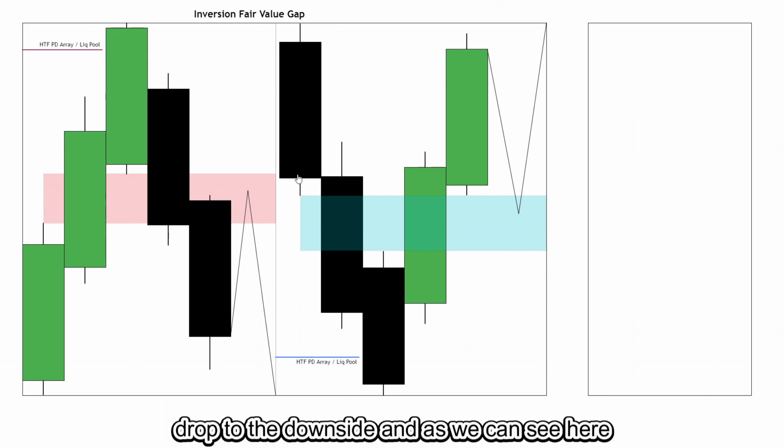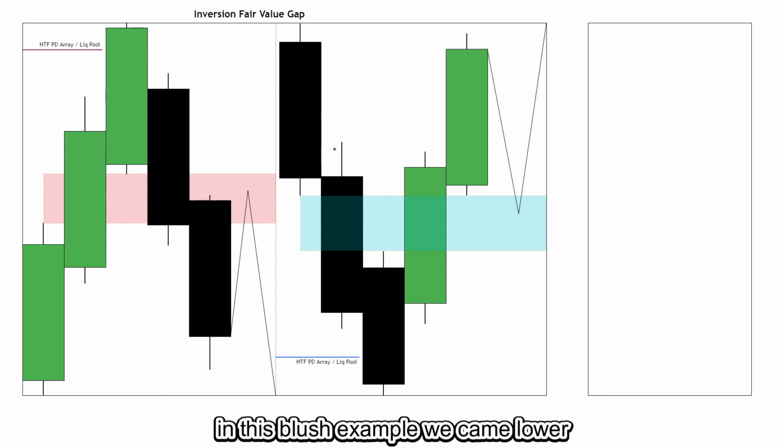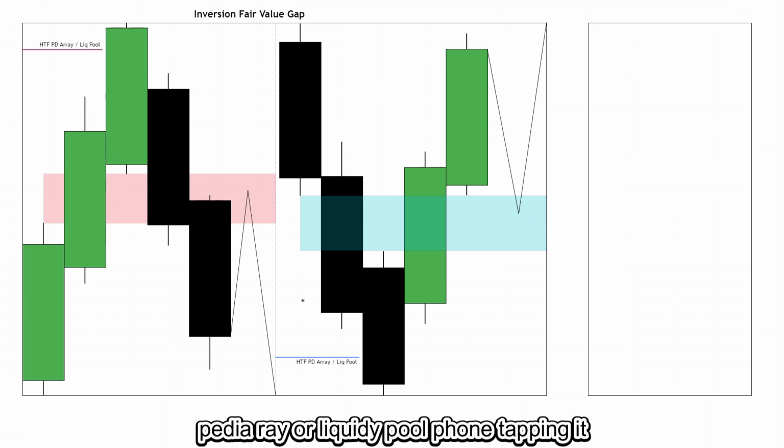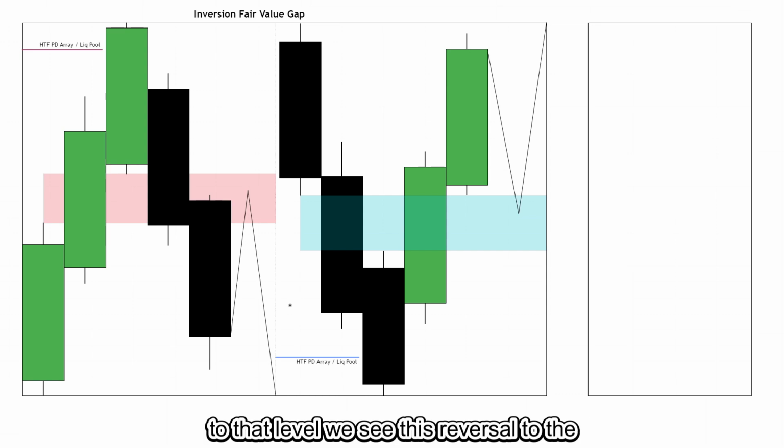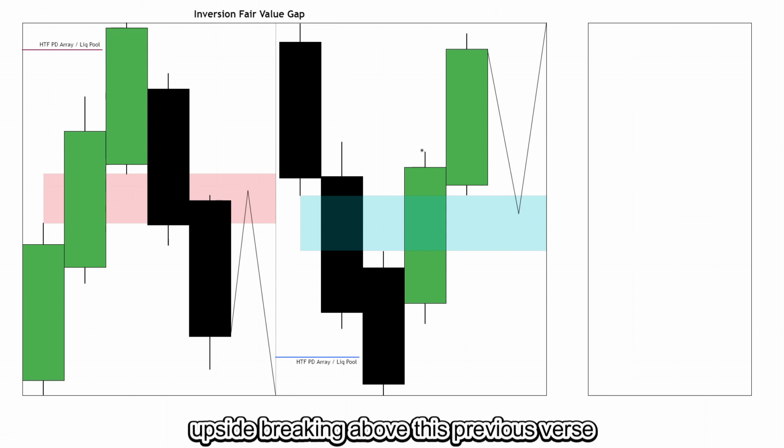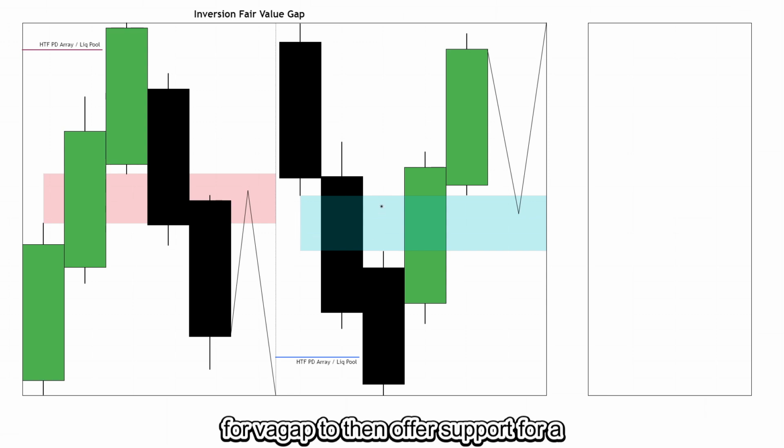to where we come back up into for this drop to the downside. And as we can see here in this bullish example, we came lower initially, tapping into that point of interest, which was that higher time frame PD array or liquidity pool. Following tapping into that level, we see this reversal to the upside, breaking above this previous bearish fair value gap to then offer support for a continuation to the upside.